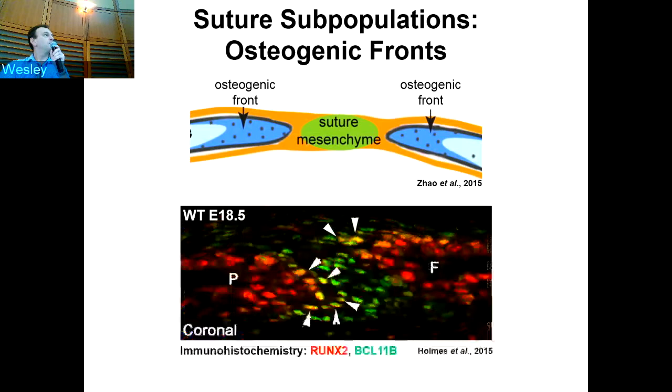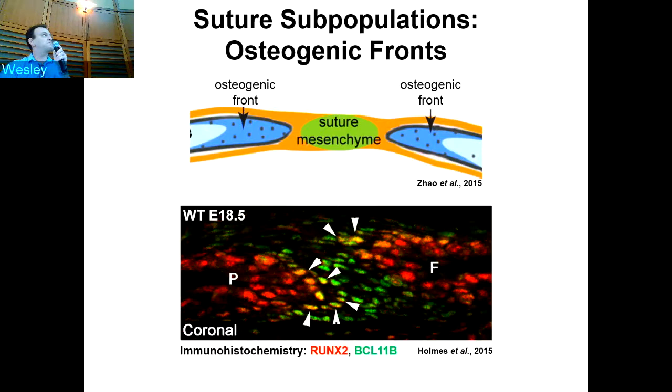You can see this in another example, again going back to BCL11B, which is now shown in green in the suture mesenchyme, with RUNX2 in red. And you can see that even though BCL11B is predominantly in the mesenchyme, you get these overlapping populations of cells at the osteogenic front, the significance of which isn't particularly known.